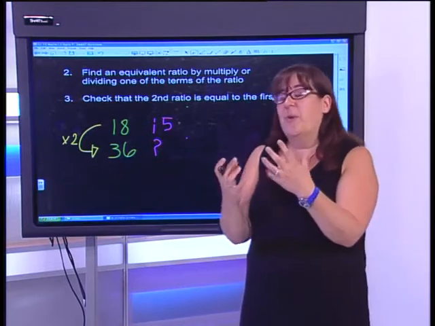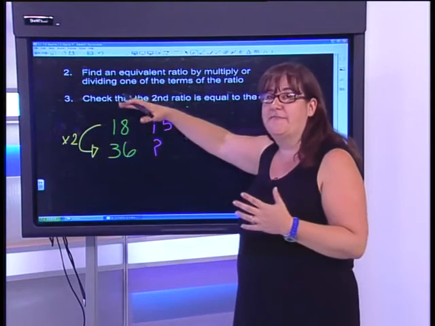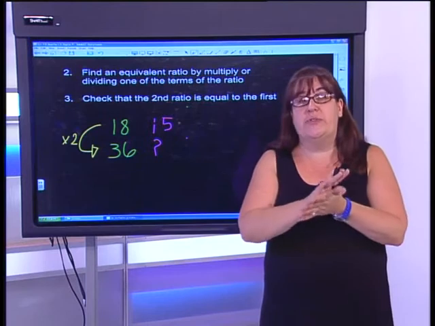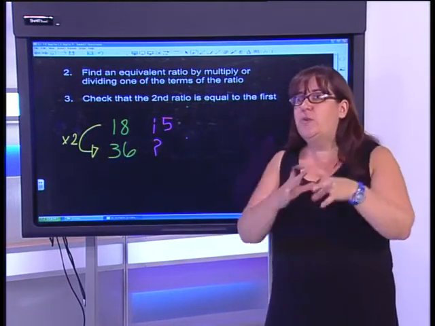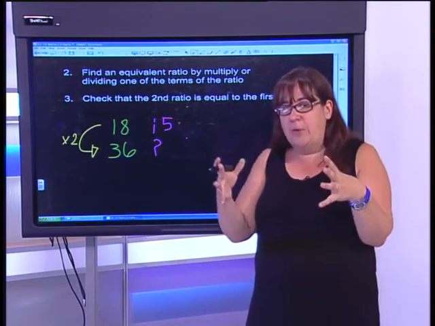So what you can do is take your 36 and divide it by 18, and you'll see that that answer is 2, which means we times by 2. Now, remember I said to you, it could be like a fraction, and we can manipulate it like a fraction.